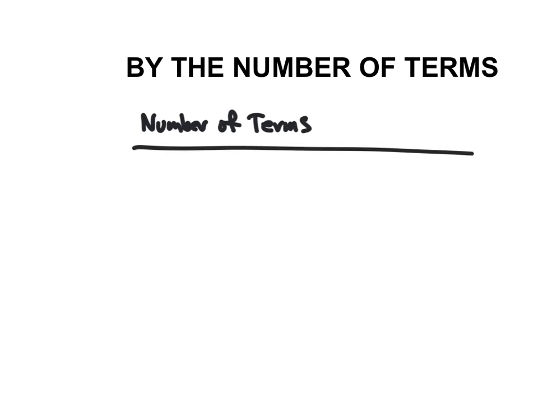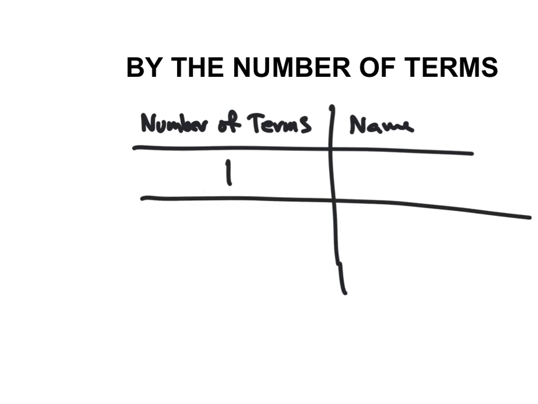So the number of terms, and then the name. Okay. So the number of terms, and you have to have at least one term to call it something. So if you have one term, we call that a monomial. Okay, if you have 2 terms, we call that a binomial.